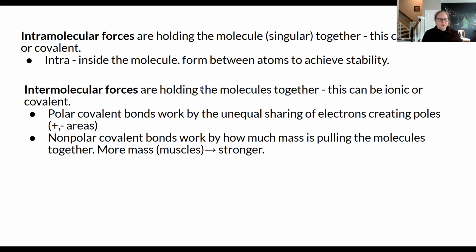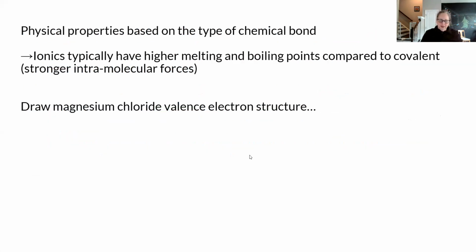So we look at our intermolecular forces when we're looking at things like solubility and surface tension, because that's holding multiple molecules together. We look at both of them to look at some other physical properties like boiling point and melting point. So ionic bonds typically have higher melting and boiling point because their intramolecular forces are stronger, but they also have intermolecular forces that affect that as well.